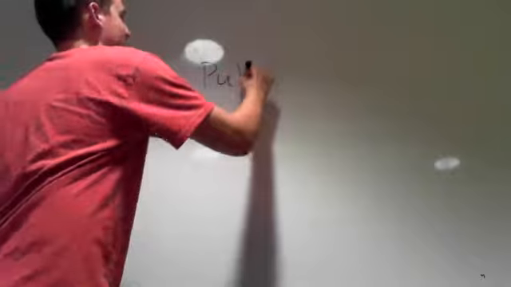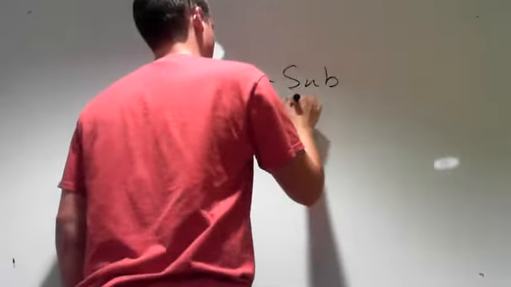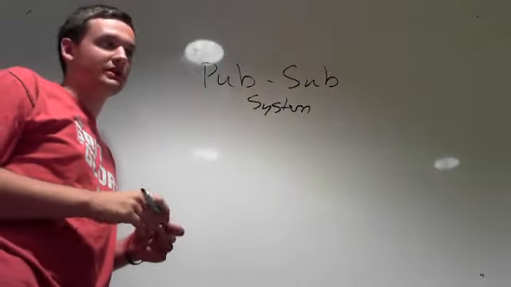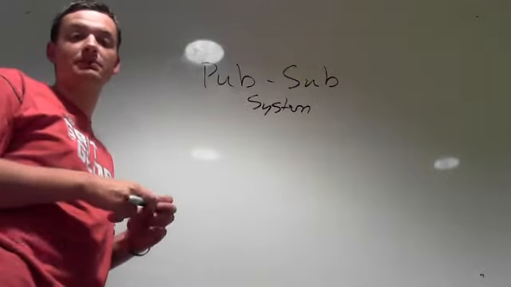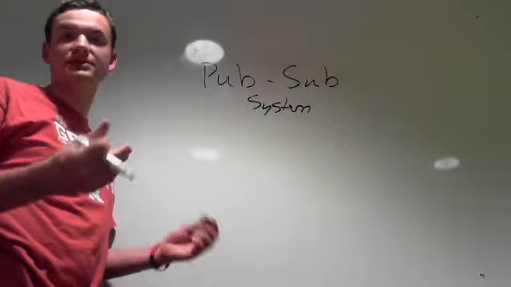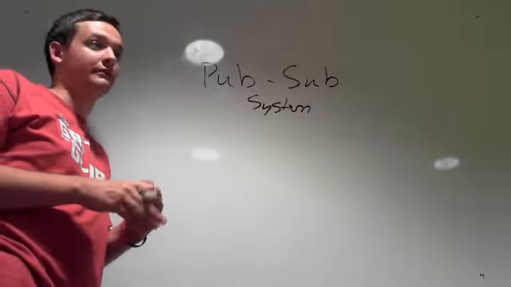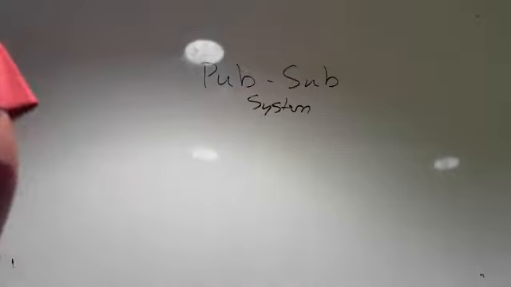ROS is something that's known as a pub sub system. And what that means in short is that you create nodes, and each node has the ability to publish to certain topics and subscribe to certain topics to get information. So what does that look like? And why would we care? That's another big reason.